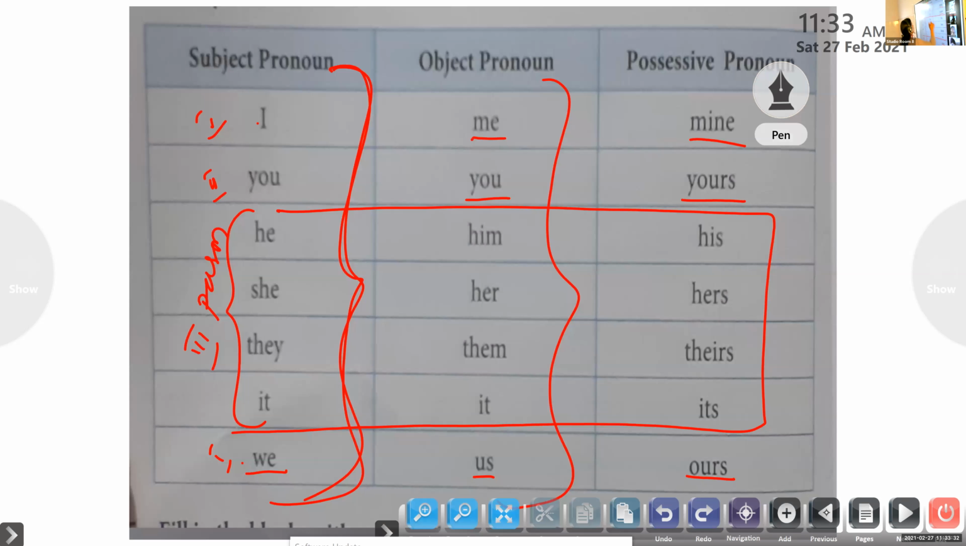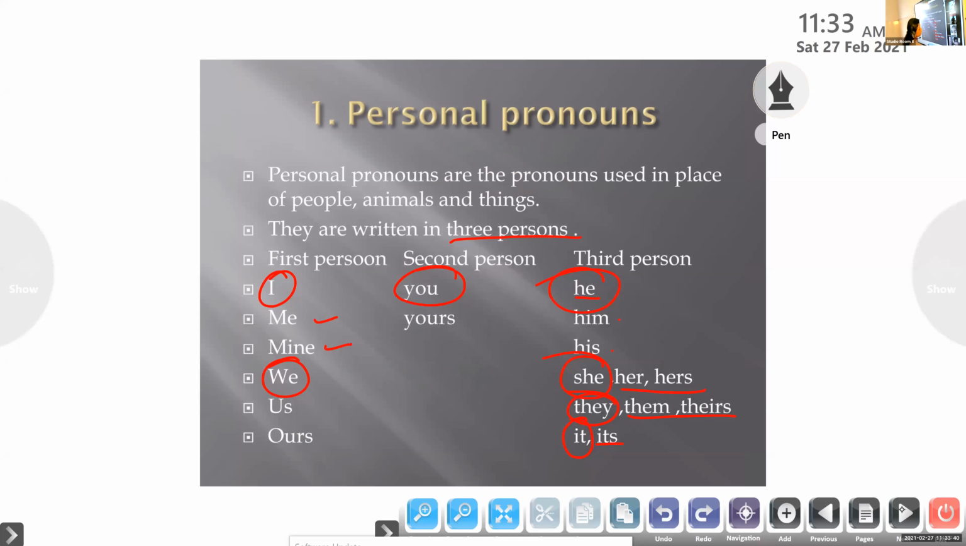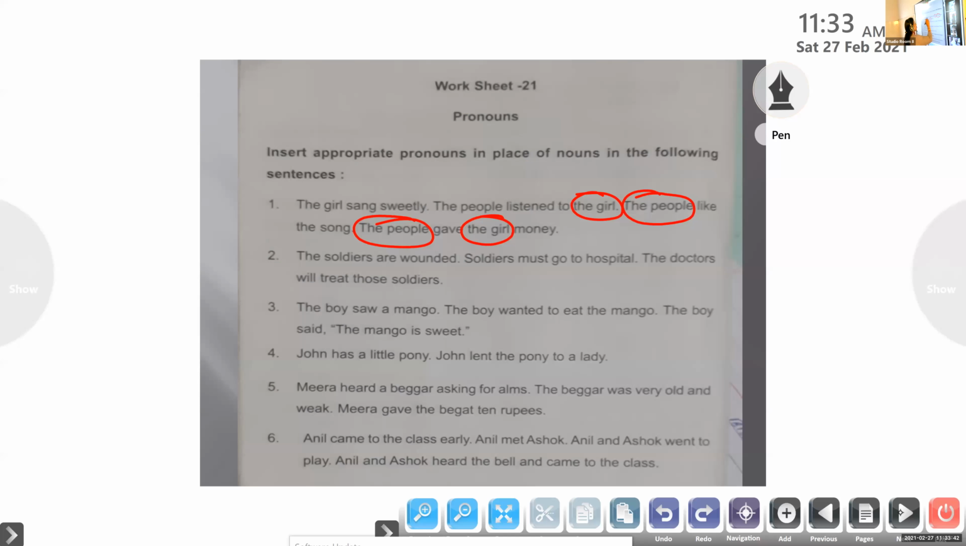What is the different form? For girl, what do we do? If it is a subject, girl is she. Object, her. Her is the object pronoun. Have you understood? So now comes the object pronoun. The people listen to the girl. So the girl is the object here. So the object has to be replaced by an object pronoun. So right there, her. So this is the way you do this exercise.